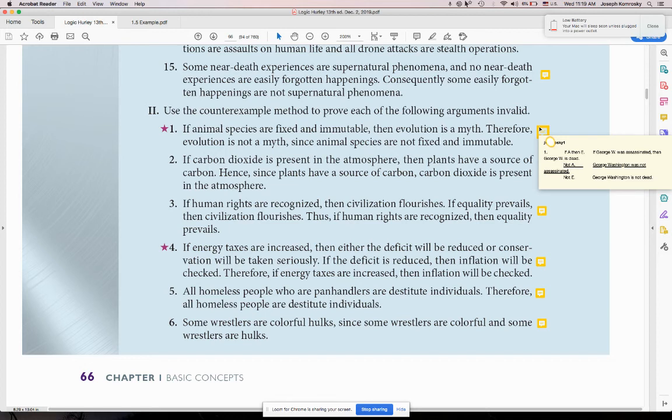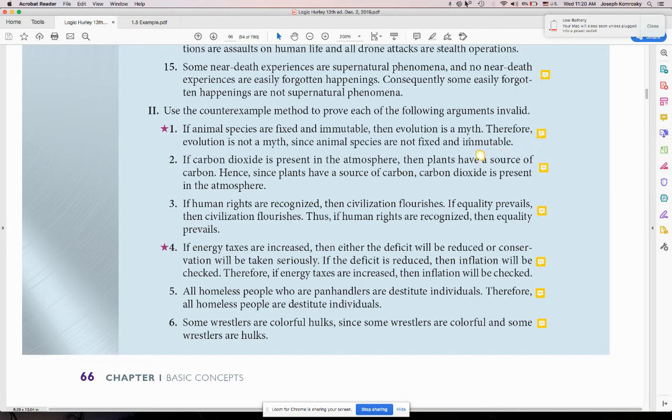And then he says, let's substitute in some totally absurd examples. If George Washington was assassinated, then George Washington is dead. George Washington was not assassinated. Those are both true. Then the conclusion, does it follow? George Washington is not dead. Dude, he's totally dead. He died a long time ago.